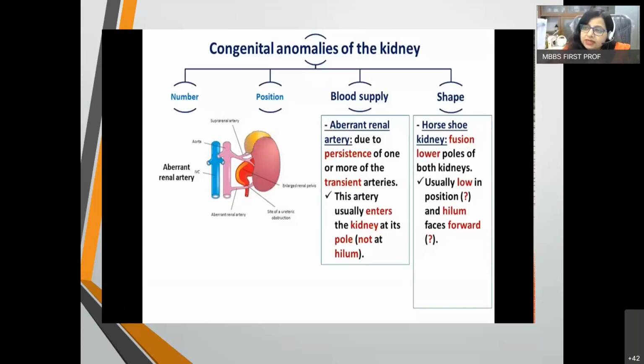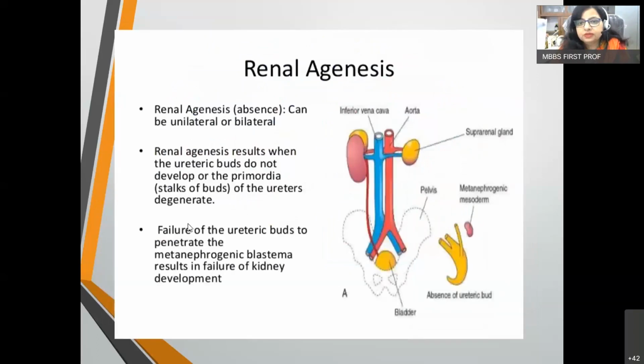There could be pancake kidney. What is pancake kidney? Kidneys of both sides completely fuse. Okay? That is pancake kidney. Then there could be polycystic kidney. Polycystic means there is cyst formation in the substance of the kidney. There could also be differences in the arterial system. Anomalous development anywhere, in any form, will lead to congenital anomaly. Renal agenesis is absence of kidney. It could be bilateral or unilateral.